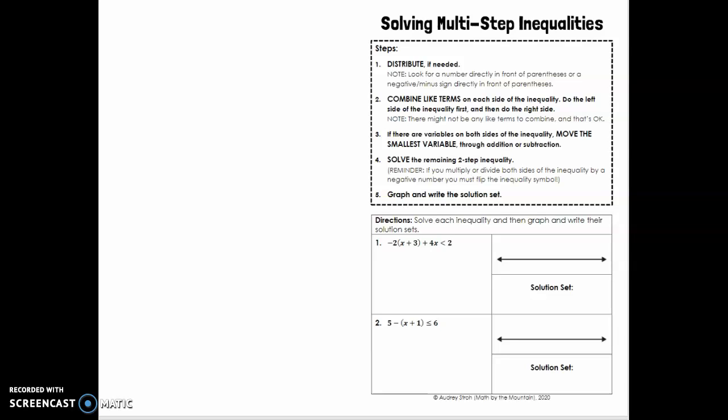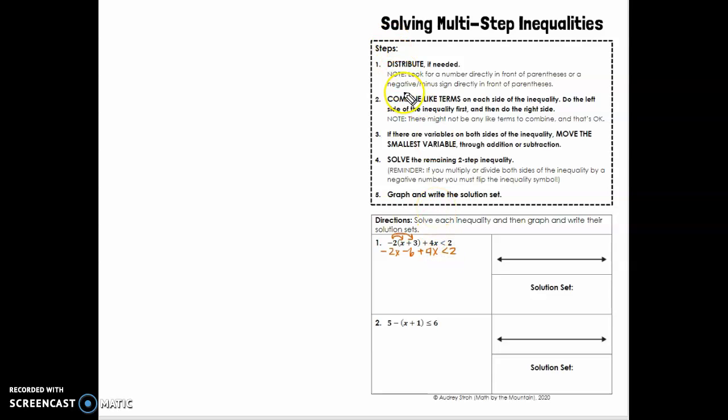Directions: solve each inequality and then graph and write their solution sets. So these are the same equations that we were solving previously. The only difference is that we have this inequality sign. I'm still going to solve it the same way. I see I have parentheses, cannot do anything inside, so I look at that number on the outside. I have a -2. That means I need to distribute -2 to everybody inside the parentheses by multiplication. I have -2x minus 6 plus 4x is less than 2.